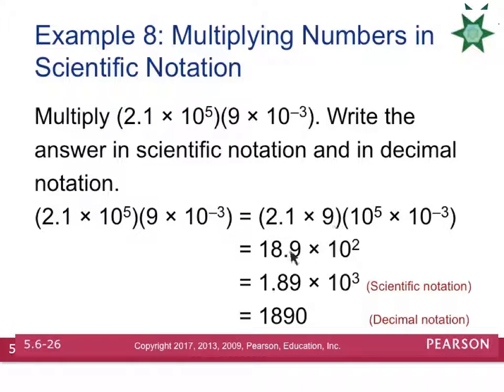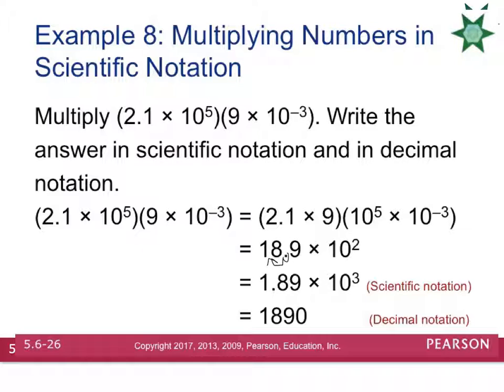And then 2.1 times 9 is just 18.9. And then remember with exponents, if you're multiplying, you just add the exponents, right? 10 to the 5th times 10 to the minus 3 is 10 to the 5 plus minus 3, which is 2. So 10 squared. So we have 18.9 times 10 to the 2 when we regroup. Now we want to put it in scientific notation. So we don't quite have it where we want it, right? Because we don't want the decimal place here. We want it over here, so we're going to move it over 1.